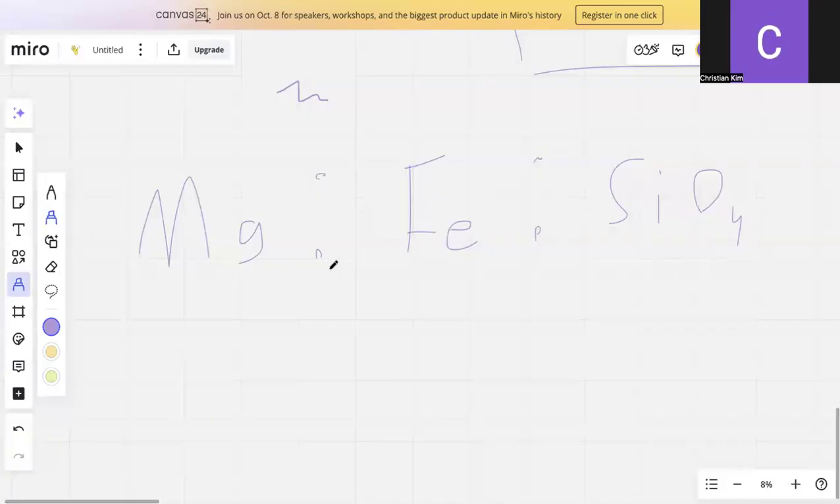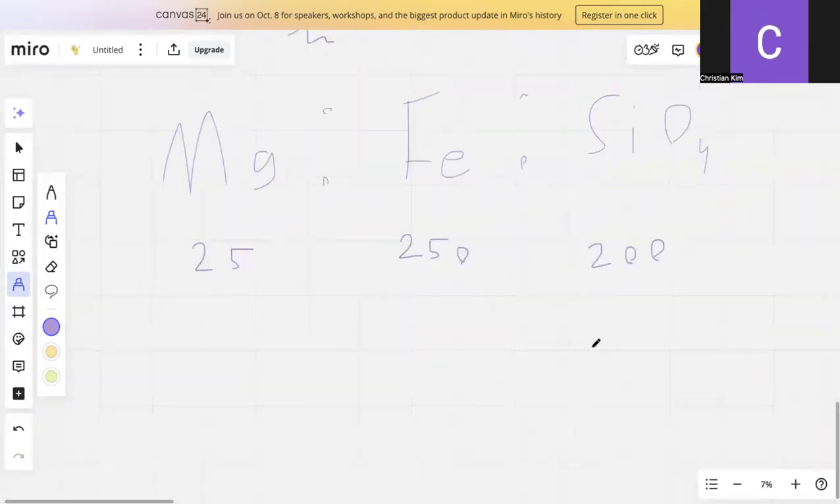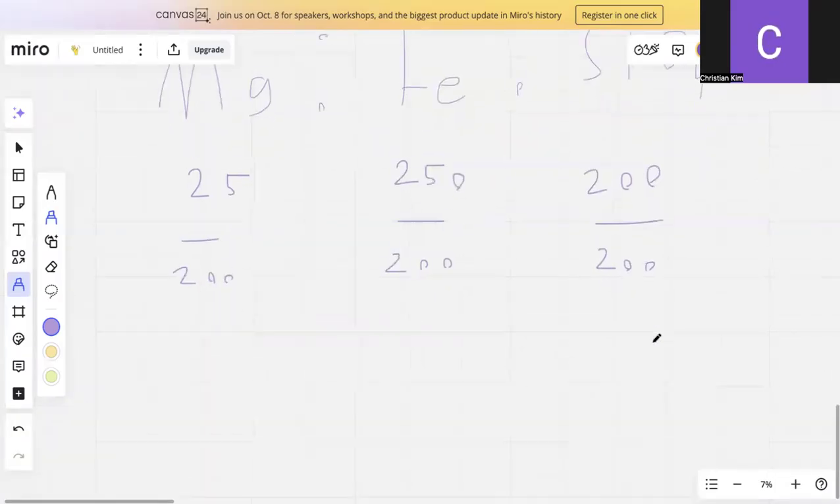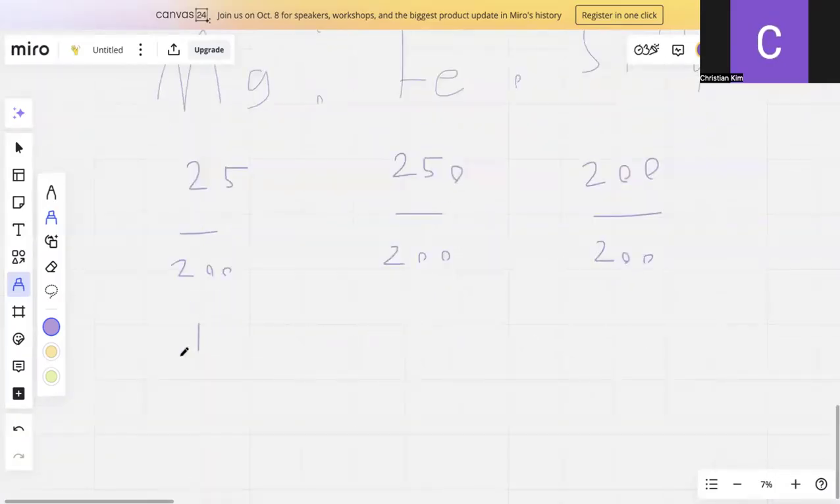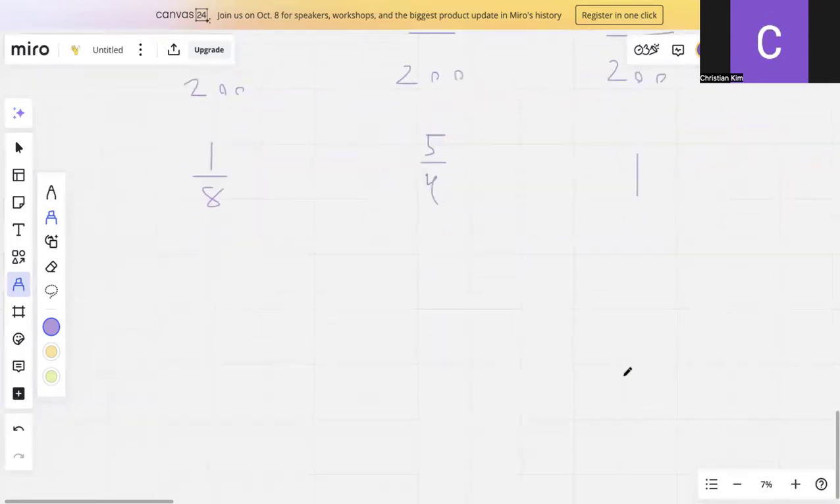And we know based on the ratios that we have 25 atoms, 250 from part A, and 200. And obviously we don't want to put those numbers. So what we'll do is that I'll actually divide by 200. So divide by 200, divide by 200, and divide by 200. And what I get is 1/8, 5/4, and 1.